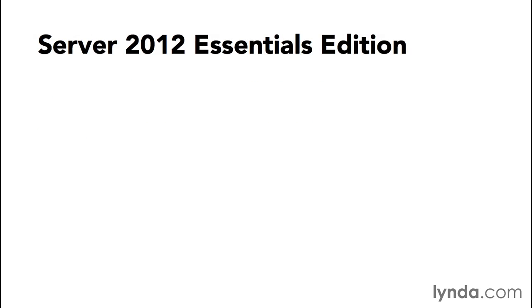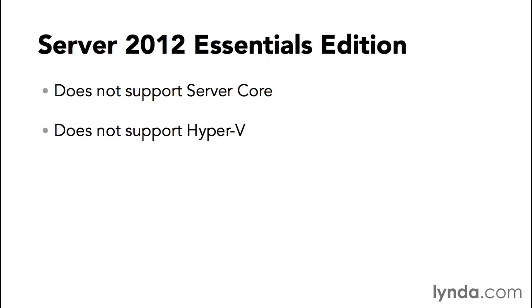The next edition down is the Essentials Edition. This edition is where we start seeing a lot of the major limitations from the previous editions. One of the limitations of Essentials is that it does not support server core. This means this server is not able to boot into a command line or even run from a command line. It has to have the GUI up. This server also does not support Hyper-V. This means that this server cannot be used for any kind of virtual management either.